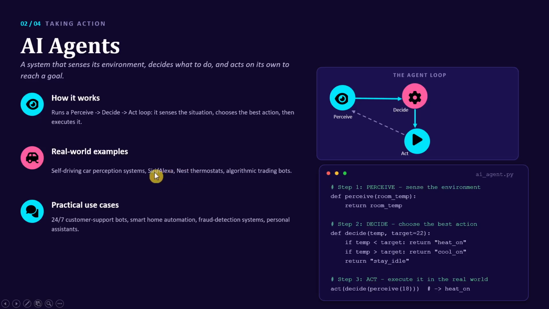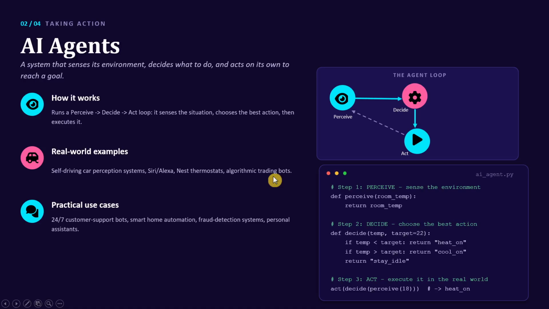A real world example could be the self-driving car perception system. Siri, Alexa, and algorithm training bots are also examples of AI agents. They are made to perform one single task basically, and they know their task very well.